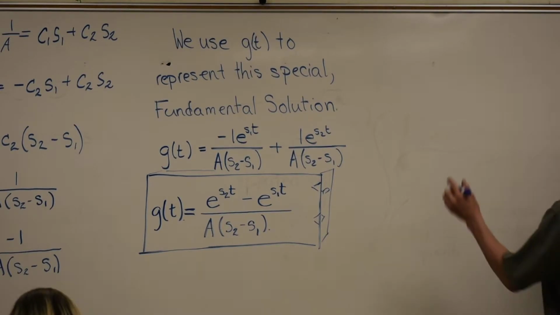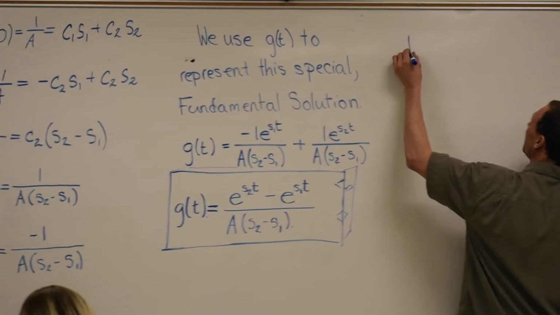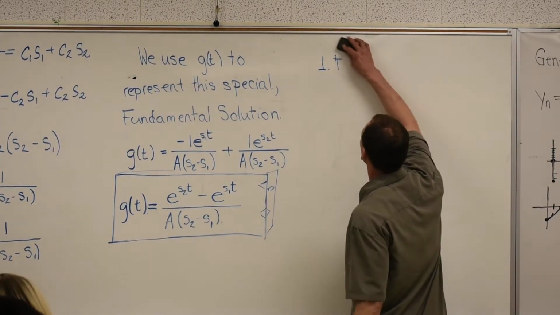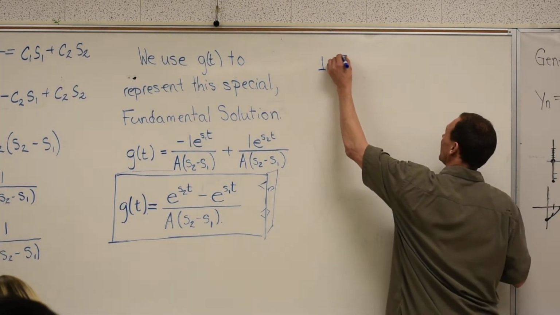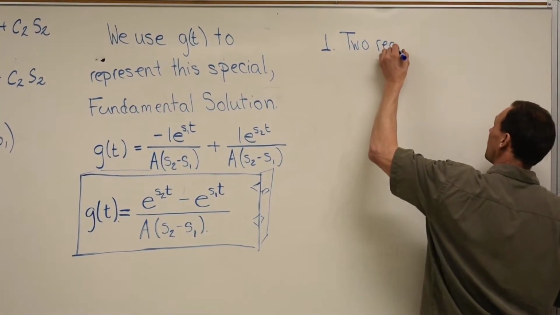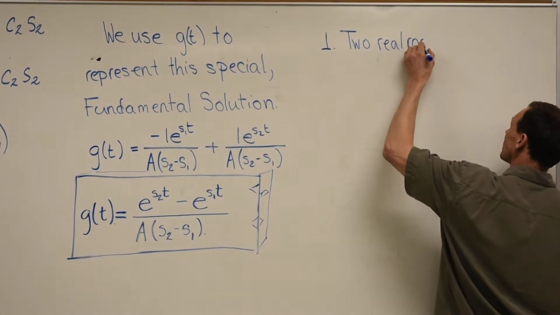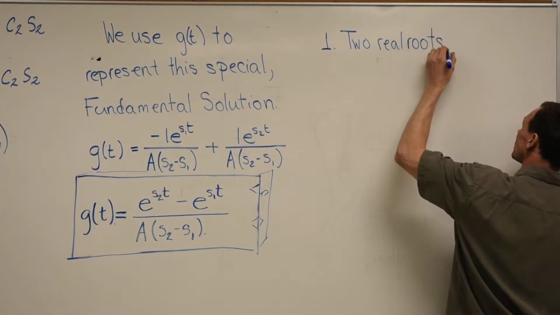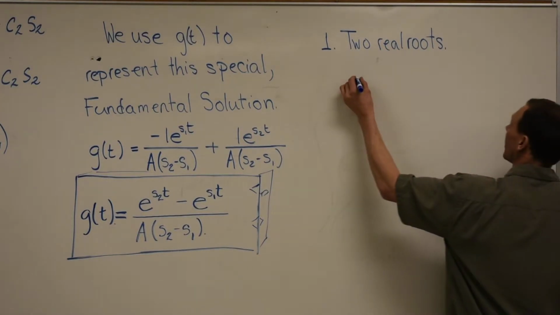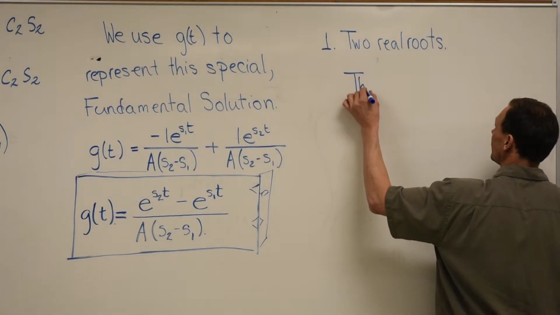So let's look at our two real roots. One. Jeez, couldn't figure out what letter I wanted to write. Two real roots. Two real roots. That's our solution. I'm just going to put the answer as G.